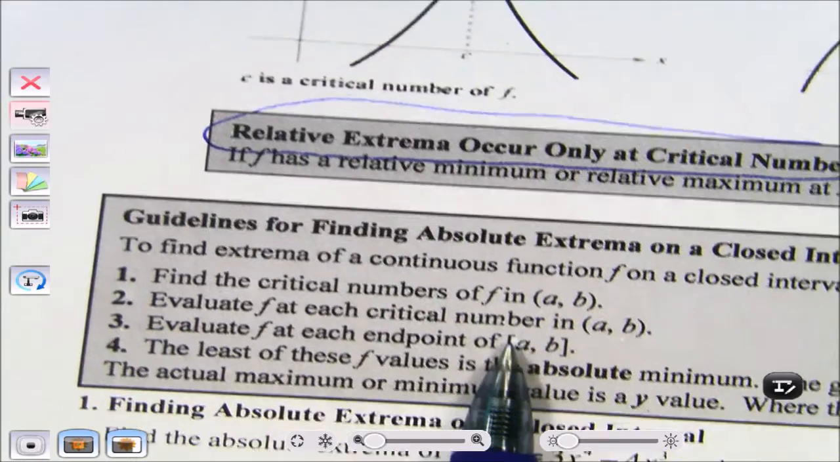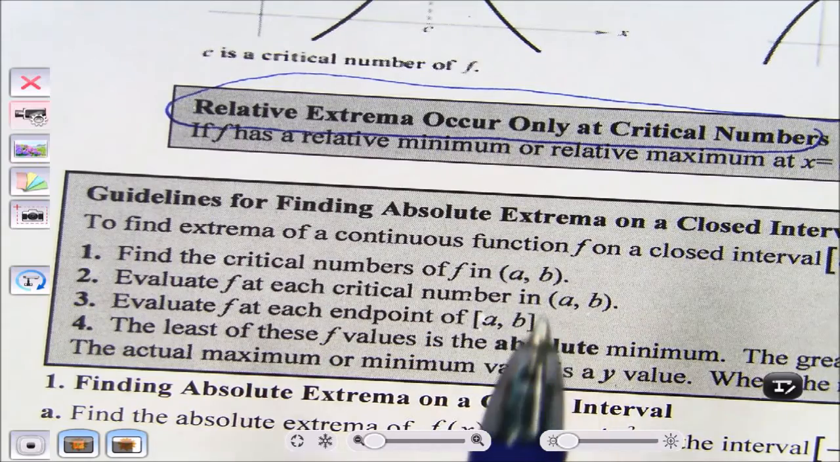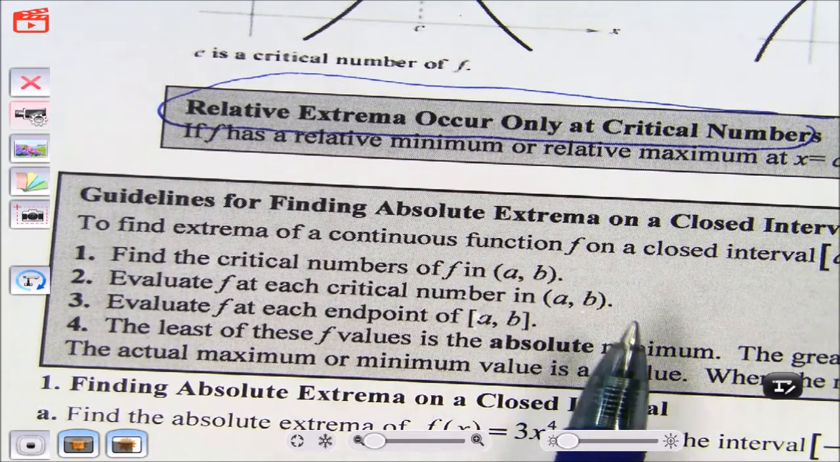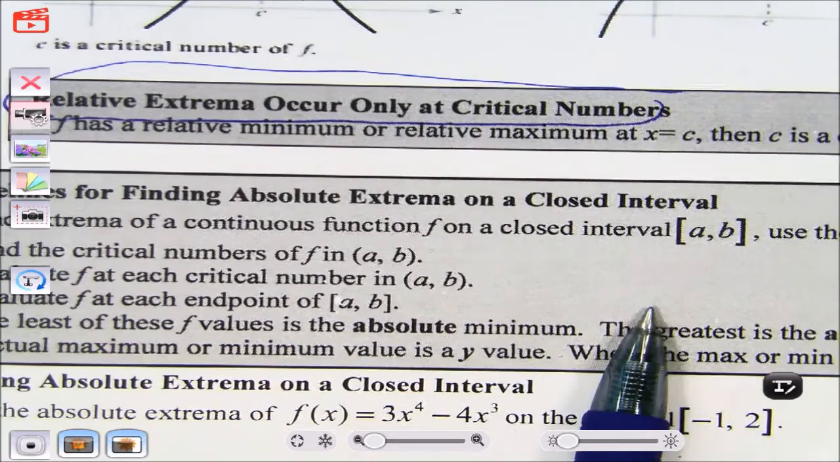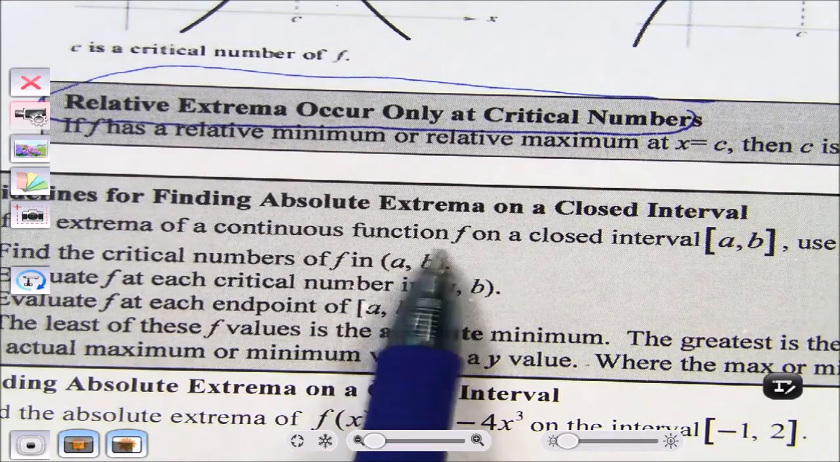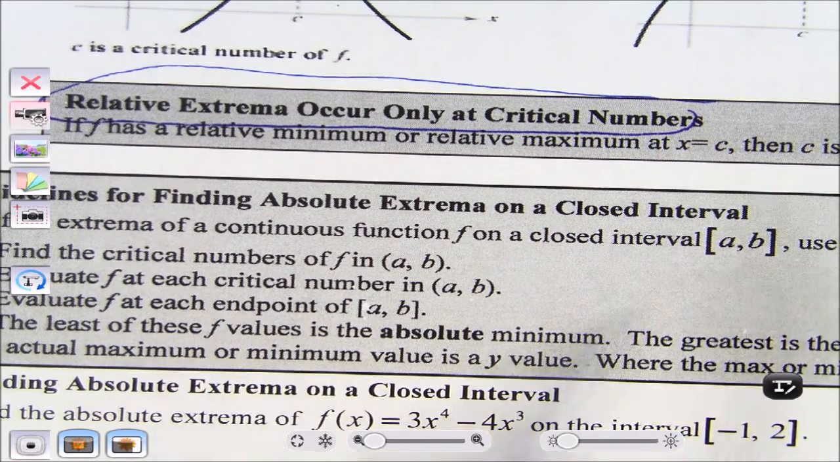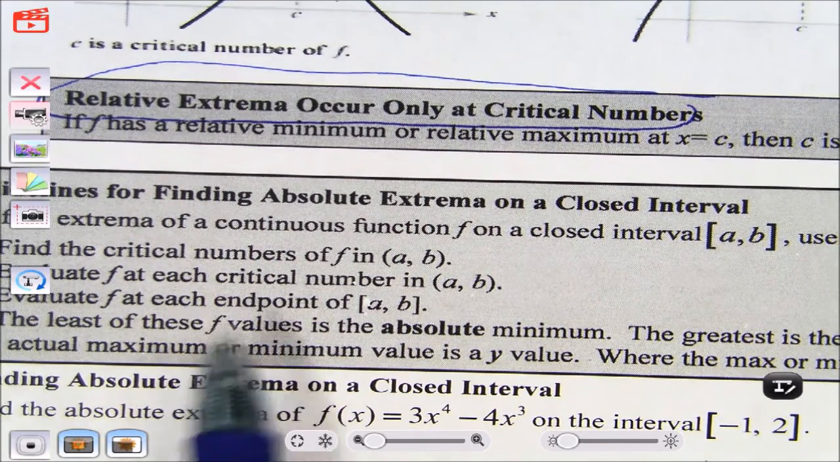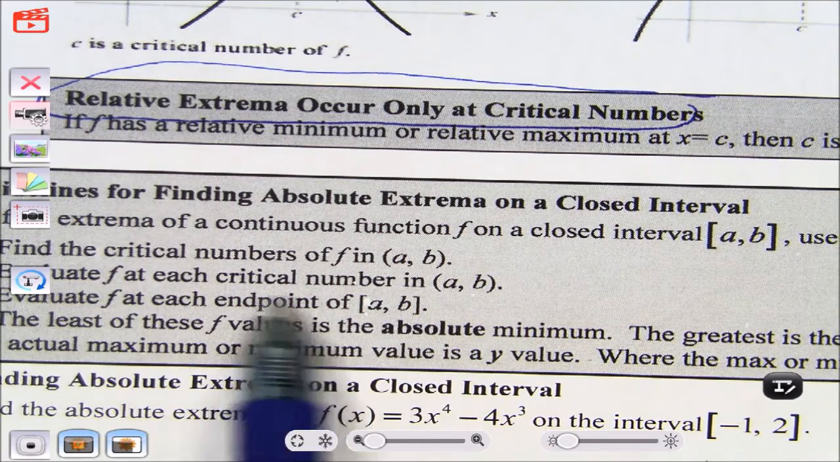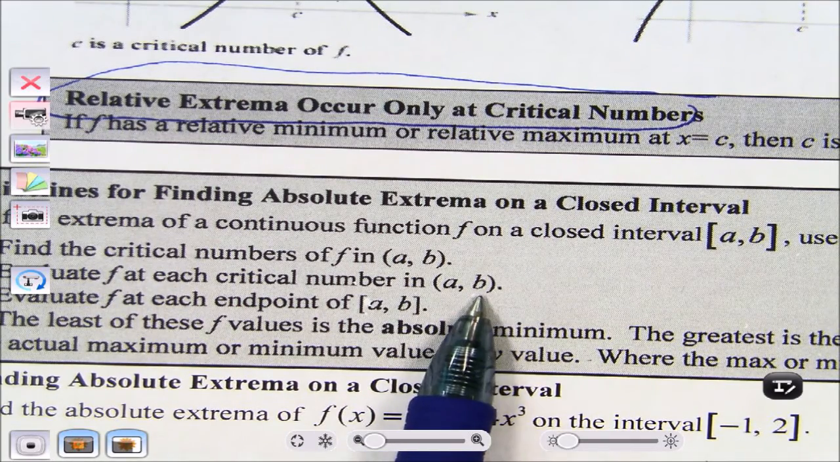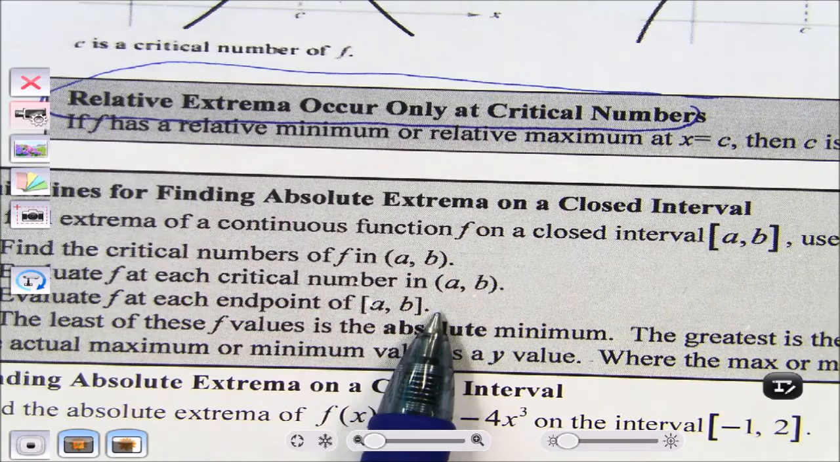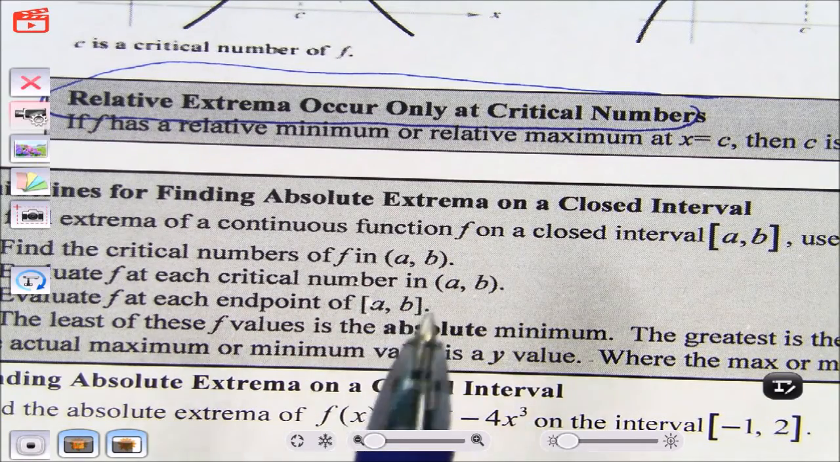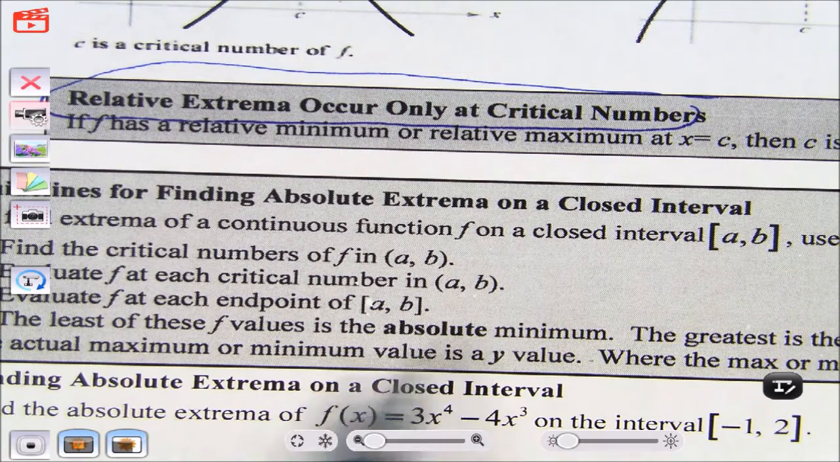Okay, so this guideline's not too bad. This one's based on the extreme value theorem. How do I know that? Continuous closed interval. So that's the extreme value theorem. Find the critical numbers. That's what we're going to do first. Then you evaluate each critical number in that open interval and then plug in the endpoints. So you need to find all the critical numbers, plug them in, plug in the endpoints, and then look at which one's highest, which one's lowest. So the highest is maximum, lowest is minimum.